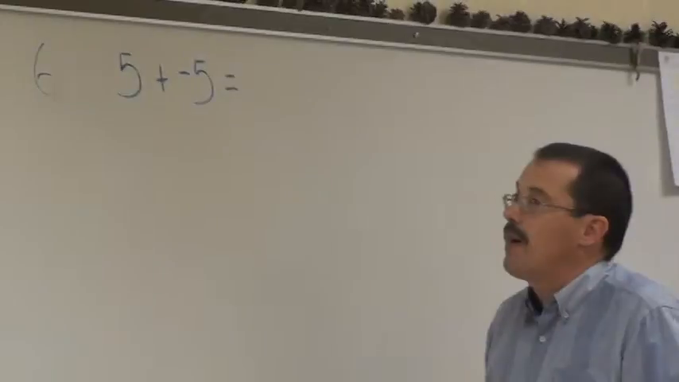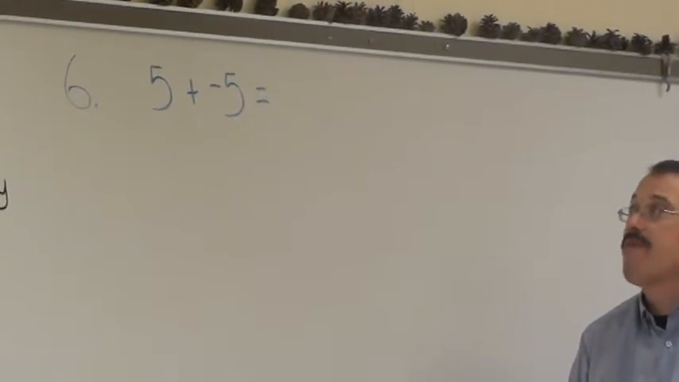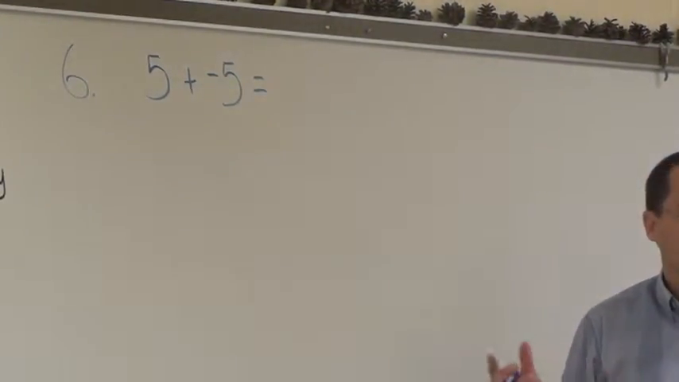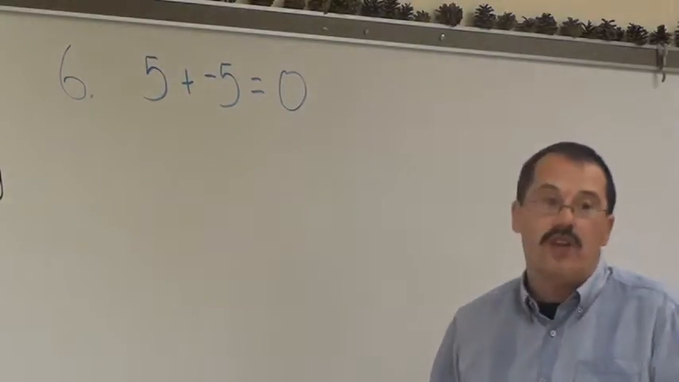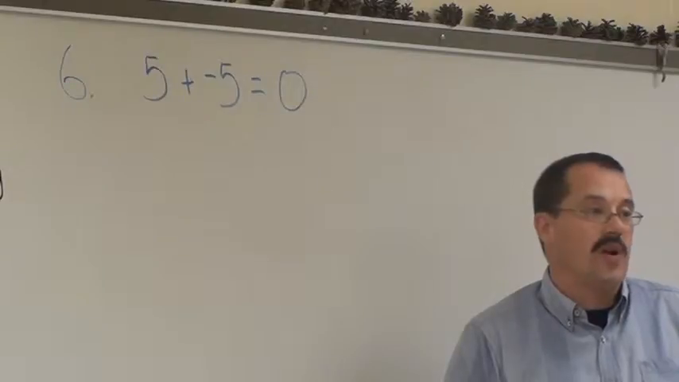And you'll answer the first part. Number 6 is 5 plus negative 5 equals 0. 0 is correct. Okay, now you guys are going to try to tell me what the name of this one is before I tell you.